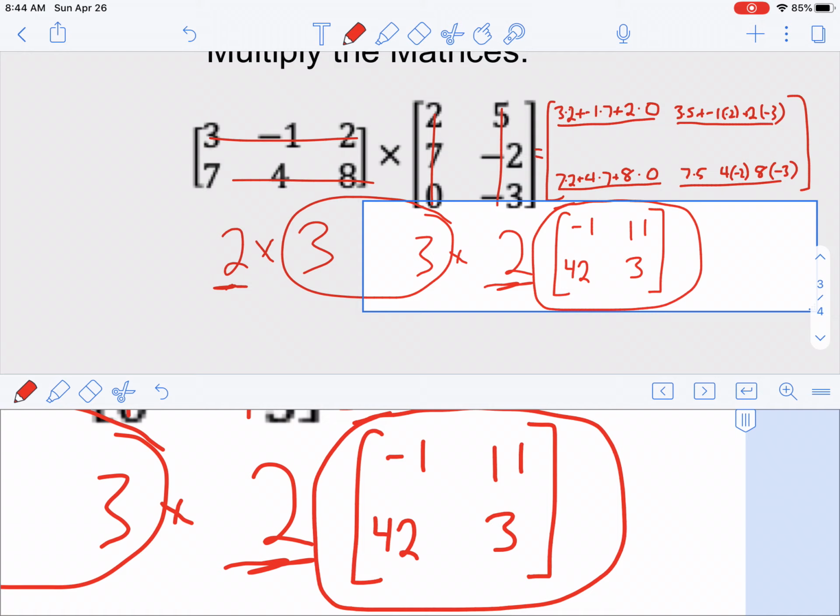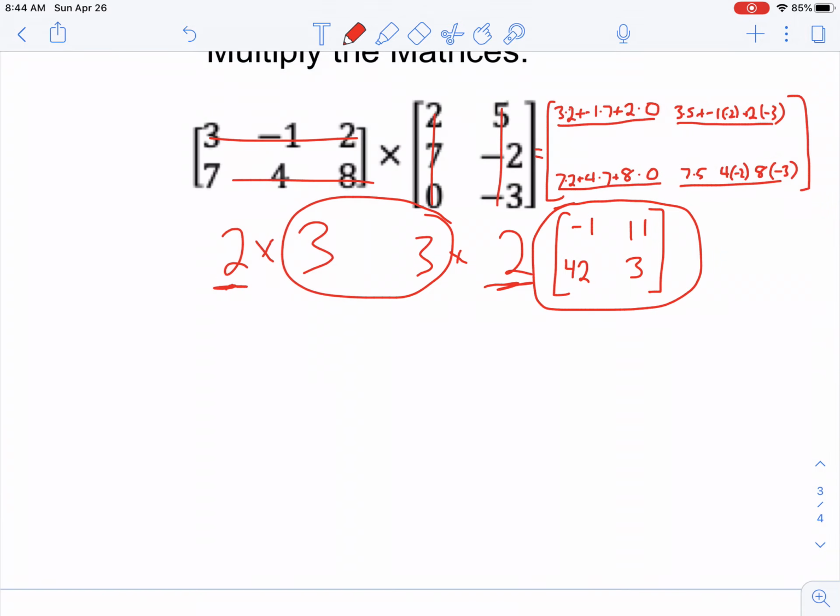Okay? Again, it's not as simple as just multiplying across. In fact, with different size matrices, you can't just multiply across, can you? It wouldn't work. So you have to use this process. It's a long process. It takes some time. You've got to just work through it.